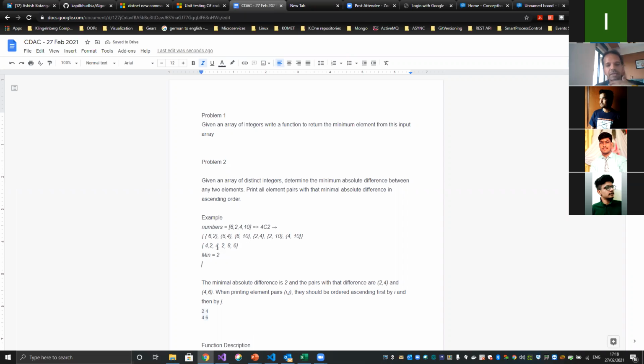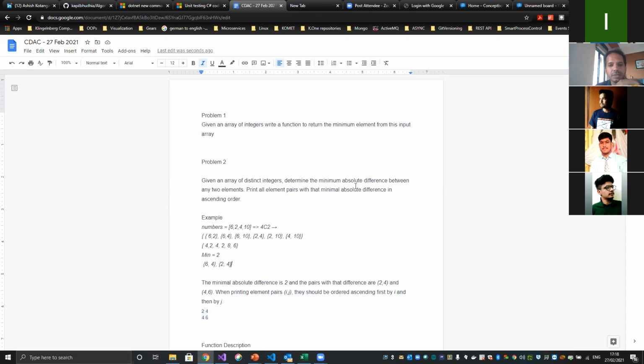And now we want to find the pairs that have this as the difference. So we start, let's say here again. So we say 6, 2. What's the difference? 4. 6, 4, what's the difference? 2. Yes, that matches the minimum, so I will print 6, 4. And then 6, 10, difference 4, I reject that. 2, 4, yes, the minimum difference is 2. Then 2, 10, difference is 8, 4, 10, difference is 6. So I reject all those.